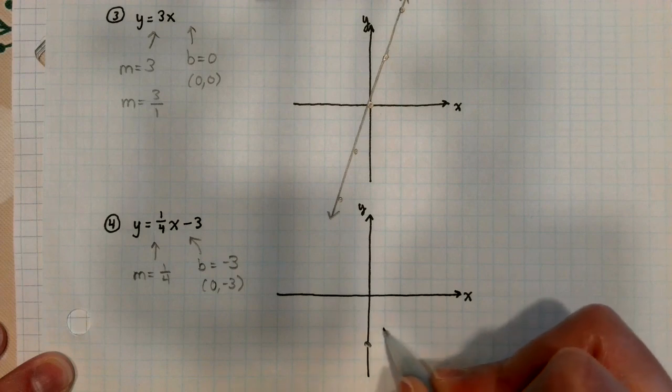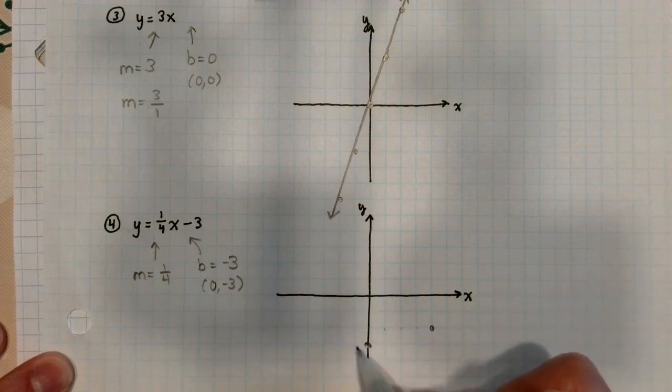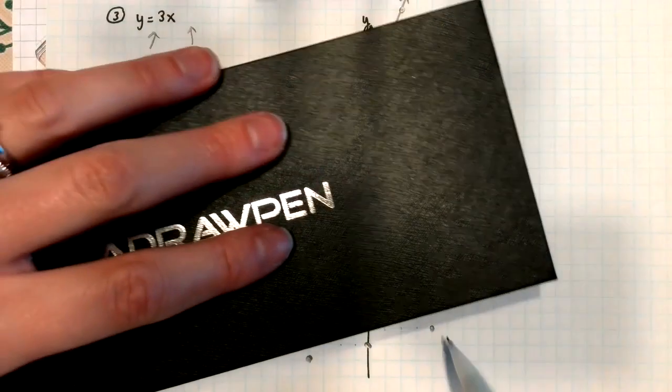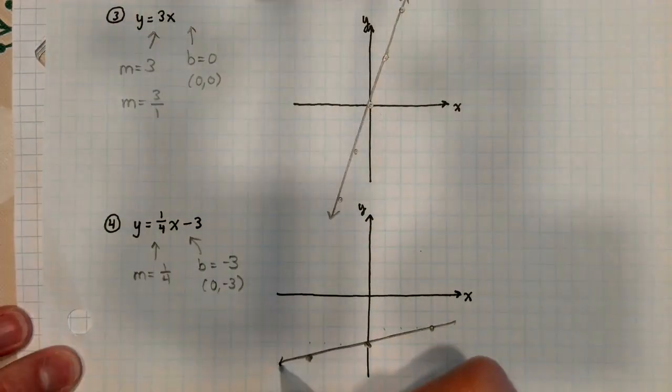So up 1 and then 1, 2, 3, 4. And then we can work our way backwards and down 1. And so you can see we follow the same pattern. And then that would be our graph. So that's the graph of y equals 1/4 x minus 3.